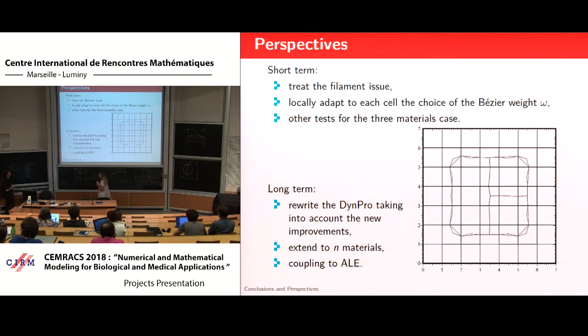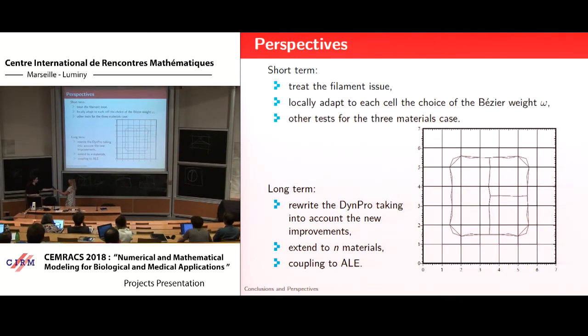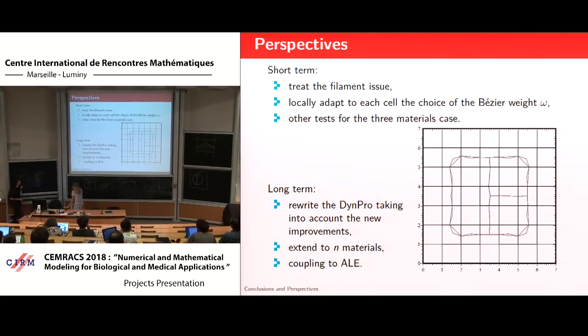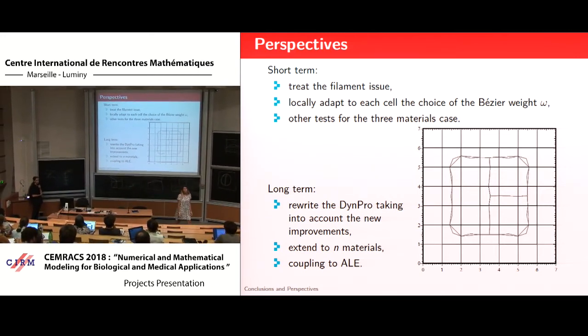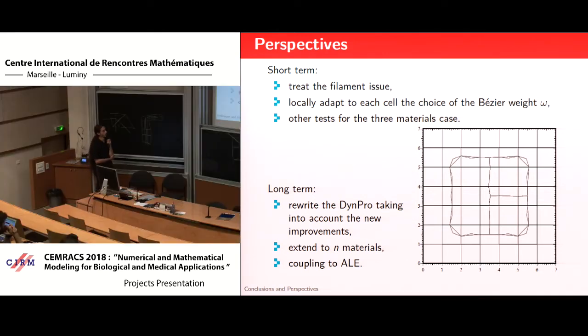And for the perspective, so we have to finish the implementation of the treatment for filament issue. We also plan to adapt the weights of Bezier curve in order to not have a global omega for all our problem, and because we have a relation between angles and omega for the circle.